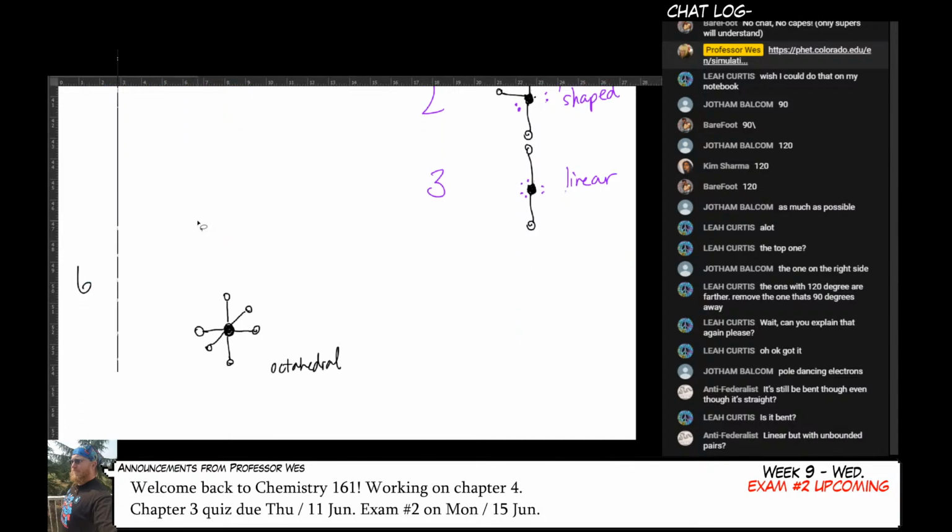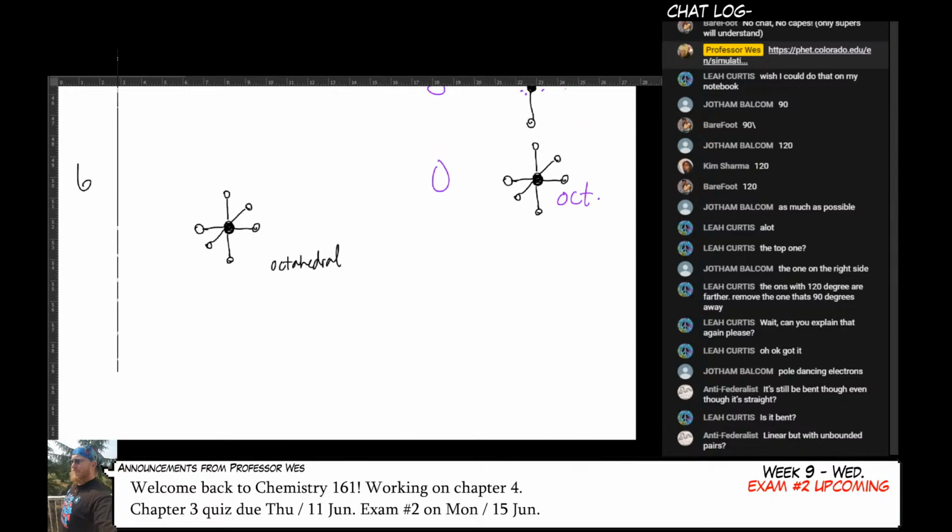I'm not sure why this isn't copying and pasting. Copy, paste. Oh, there we go. It worked this time. All right, so if I don't add any electron pairs in here to replace things, it'll still be octahedral.